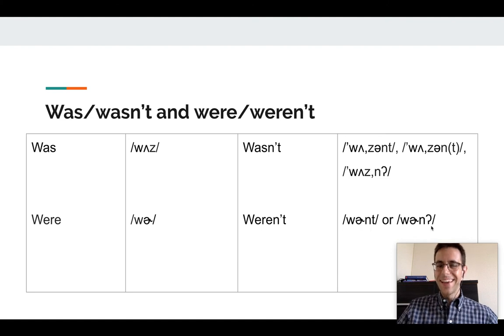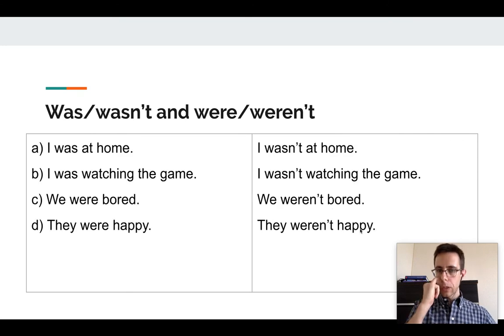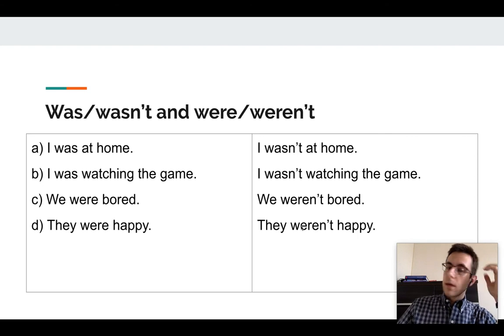We weren't at home. Okay, so let's look at a couple examples. I will read very fast, and then please listen and compare. A, I was at home. I wasn't at home. I was at home. I wasn't at home.